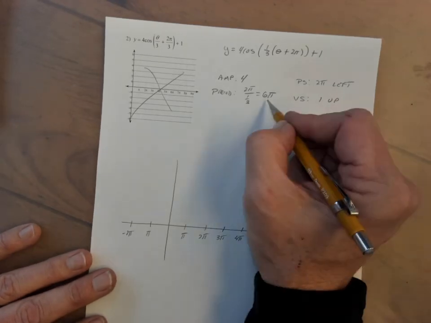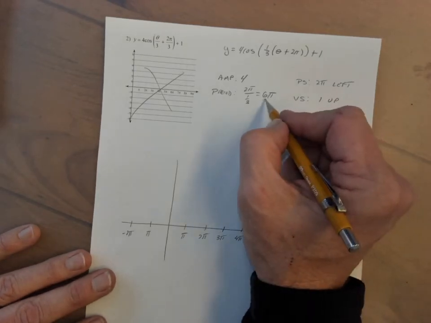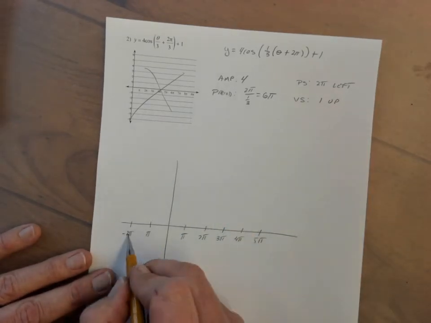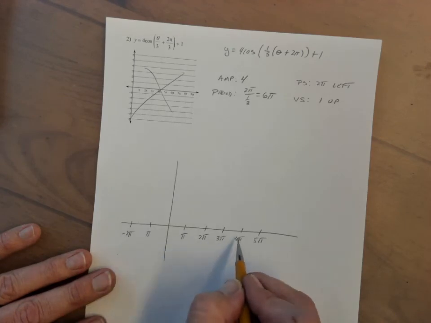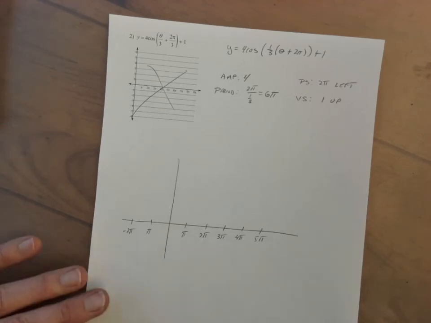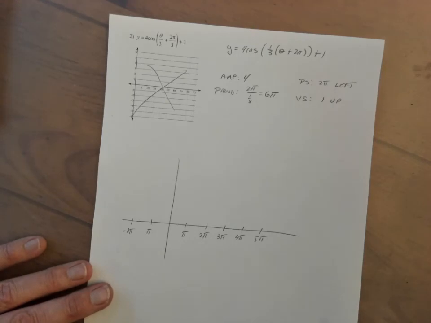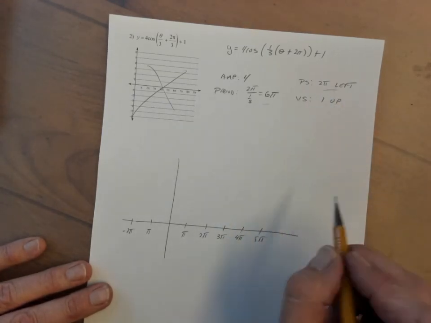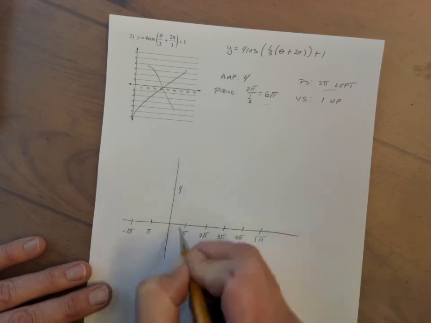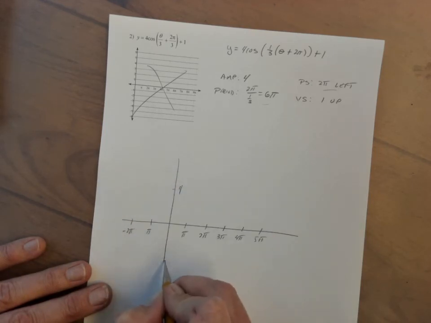Okay, so period is 6 pi. So if we start at 2 pi to the left and we add 6 pi, right, 1, 2, 3, 4, 5, 6, we know we're going to end there at 4 pi. So we're taking into account our period and our phase shift. Now the amplitude, right, is 4. That's half the height. So we're going from negative 4 up to 4.